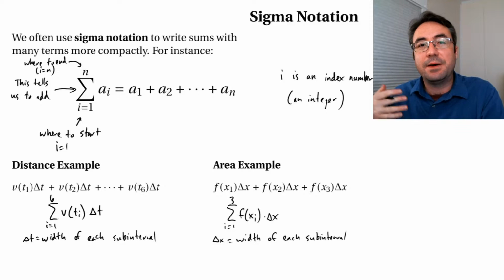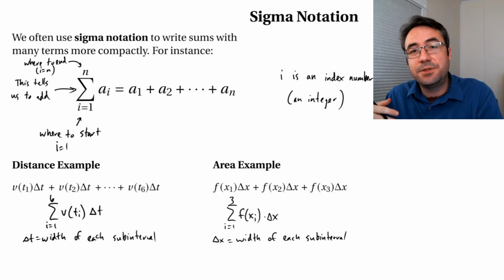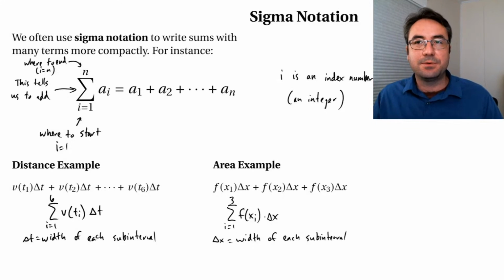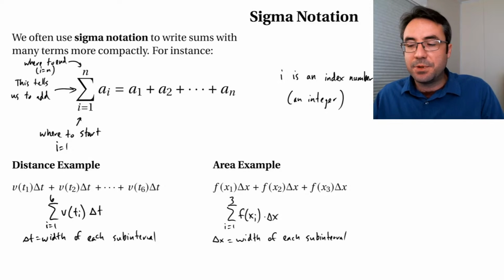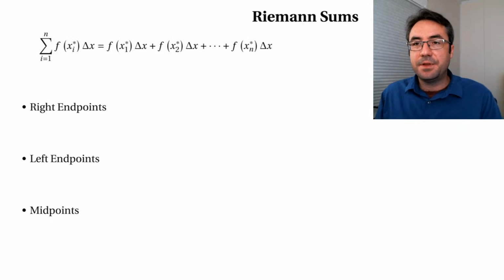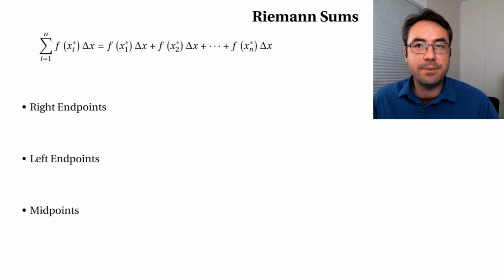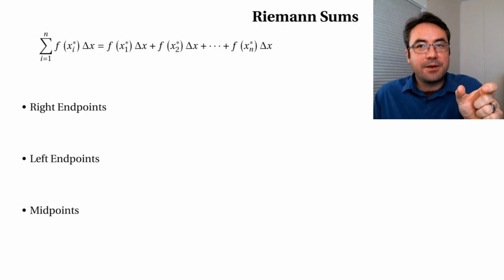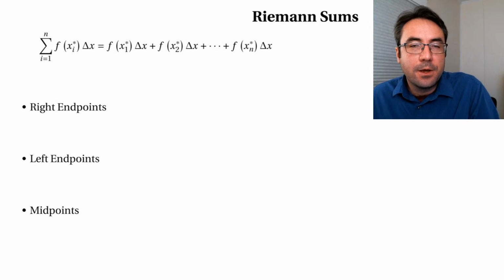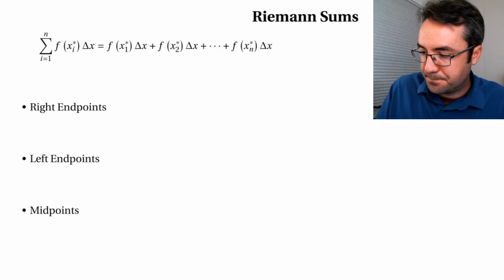So f of x1, that was the height of our first rectangle. F of x2, that's the height of our second rectangle. F of x3, the height of our third rectangle. So when we have a whole bunch of these things being added together, we can use this sigma notation to simplify the writing a bit. And we give this a special name. We call it a Riemann sum. So when we take a function value times delta x, and we do this repeatedly and add them all together, we're calling this a Riemann sum.